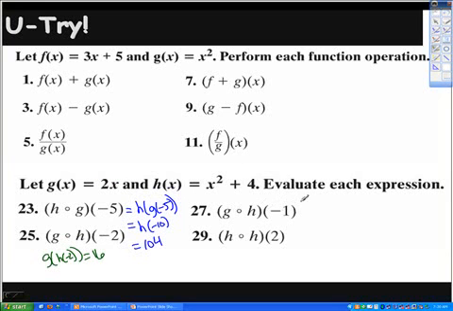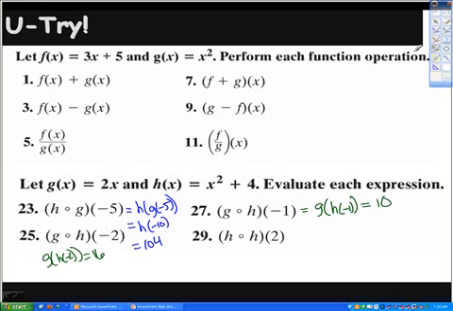Number 27 is g of h of negative 1. Let's find h of negative 1. Here's the h function. I put negative 1 in. Negative 1 squared is 1, plus 4 is 5. Now put that result into the g function. 2 times 5 is 10.